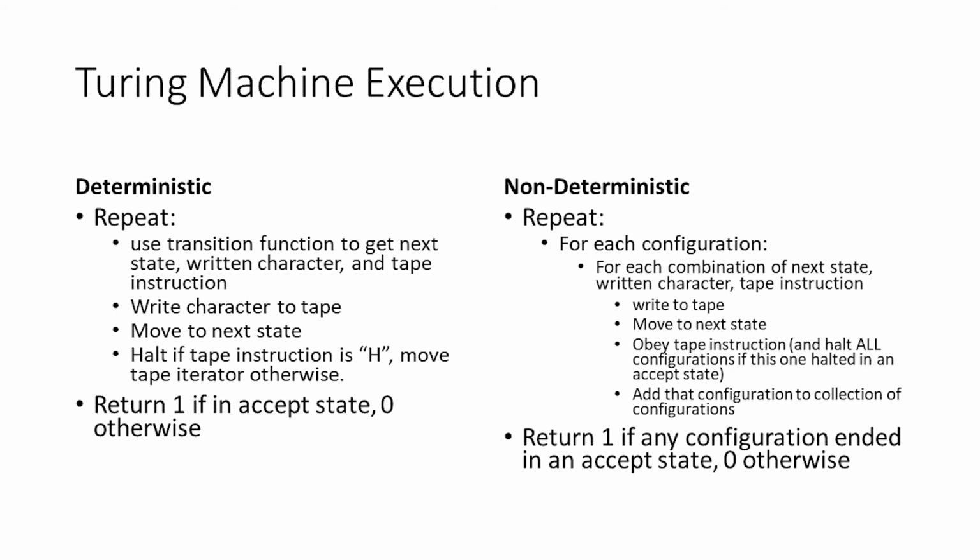So a non-deterministic machine is the same as a deterministic machine, but with two added for loops, where we say for each configuration, for each choice of things to do next, we're going to write stuff to the tape, move to the next state and obey the tape instruction. If that tape instruction caused the current configuration to halt in an accept state, then we stop every single other configuration. Otherwise, we're going to keep going. And then at the very end, we return 1 if any configuration ended in an accept state, and 0 otherwise.